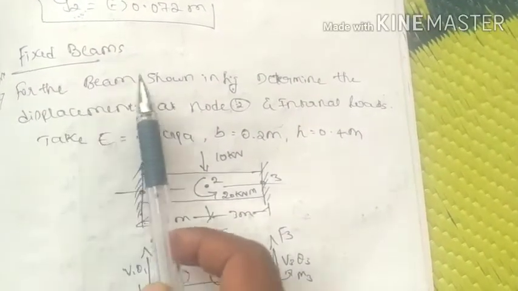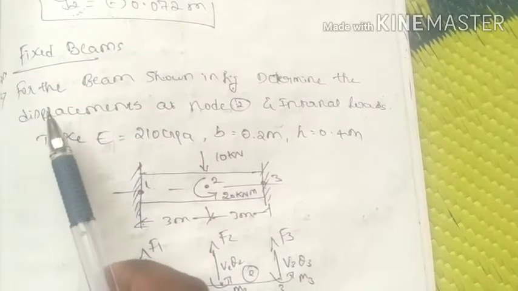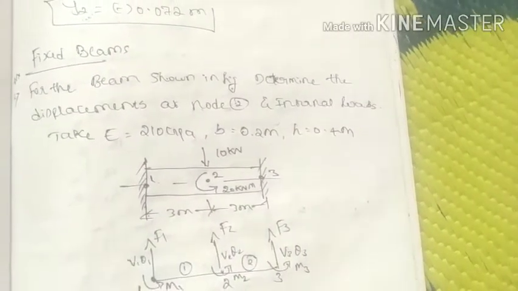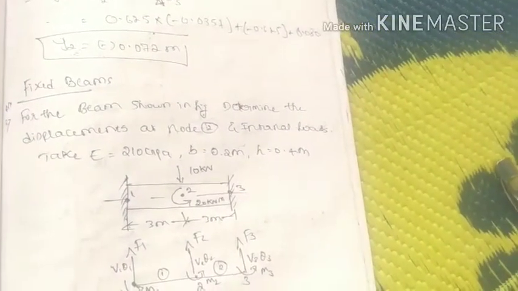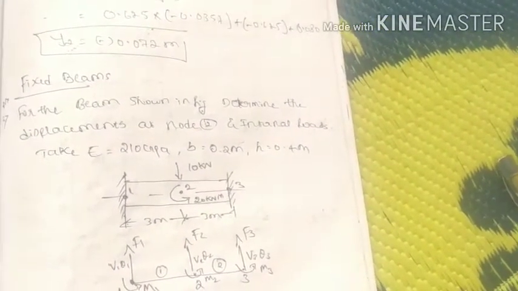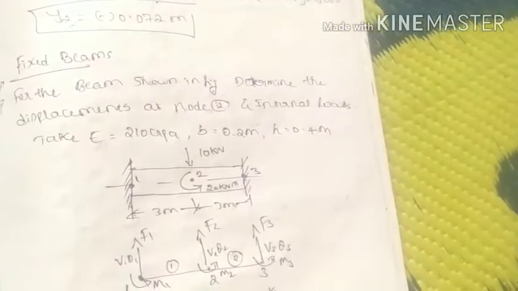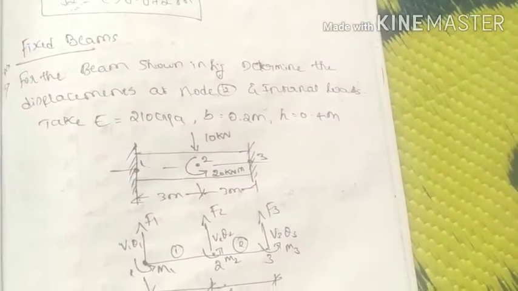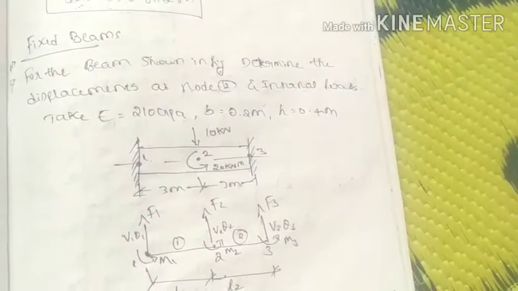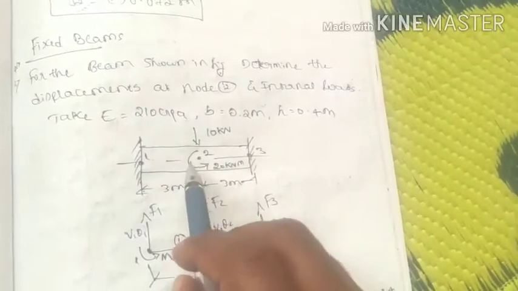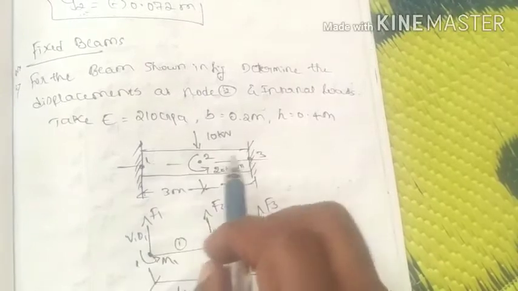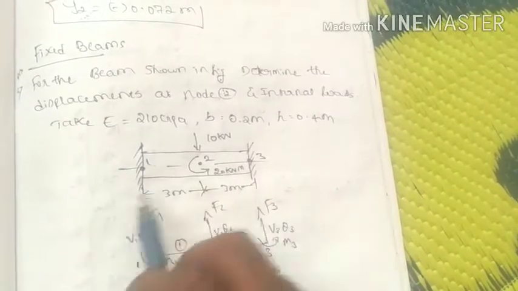For the beam shown in figure, determine the displacement at node 2 and internal loads. Take Young's modulus as 200 GPa, breadth as 0.2 meter and height as 0.4 meter. So now this is the beam they have given, a fixed beam. On the beam they have also given the node numbers 1, 2, 3, three points.